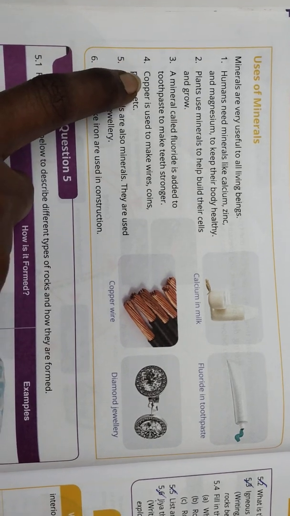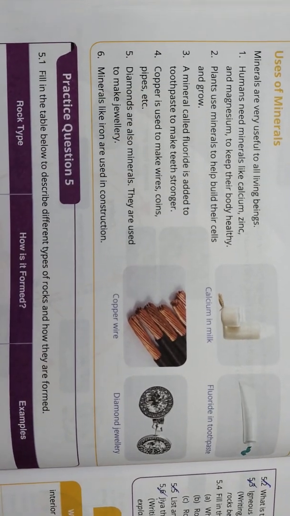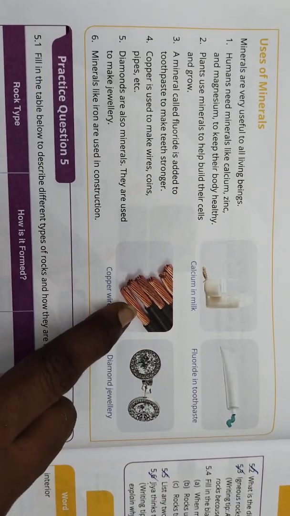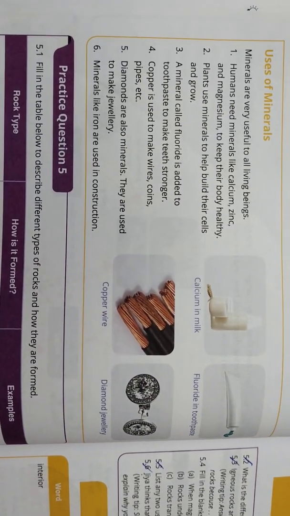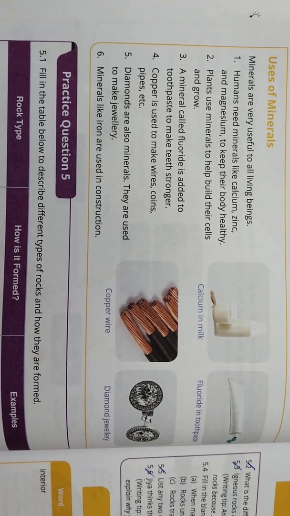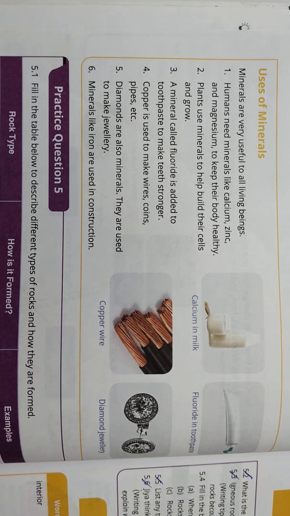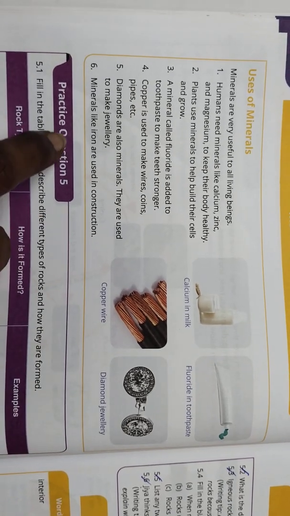And the next point is about copper, which is used to make wires, coins, pipes, etc. So here you all have seen the electric wires. When you cut the wire, you can see the copper wire inside it, isn't it? Same like that, it was added in the coins, pipes, etc.